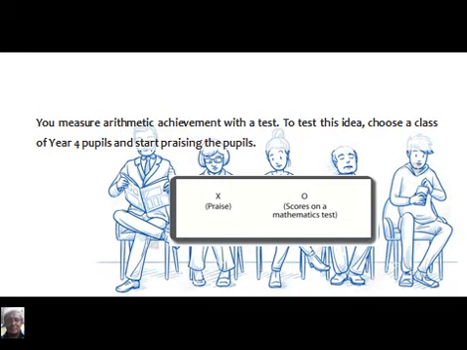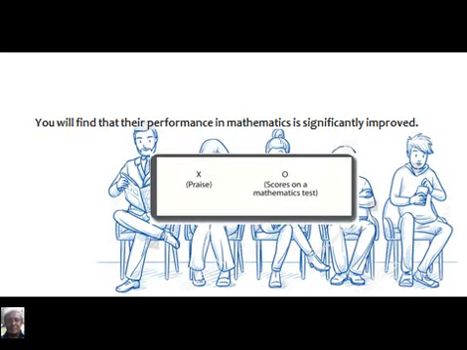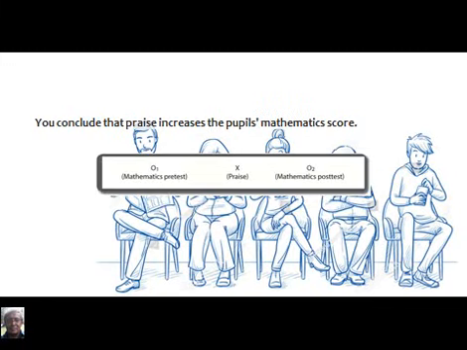You measure arithmetic achievement with a test. To test this idea, choose a class of Year 4 pupils and start praising the pupils. You will find that their performance in mathematics is significantly improved. You conclude that praise increases the pupils' mathematics score.